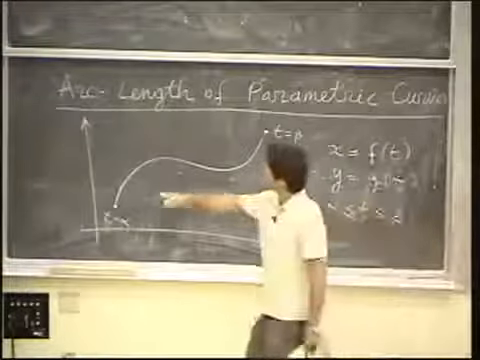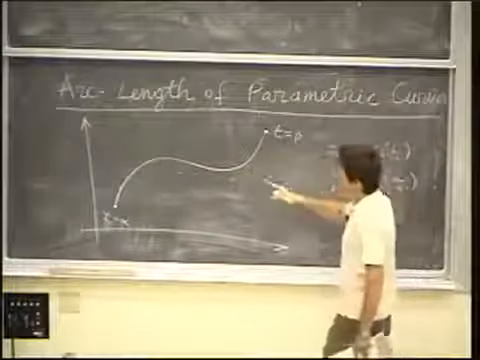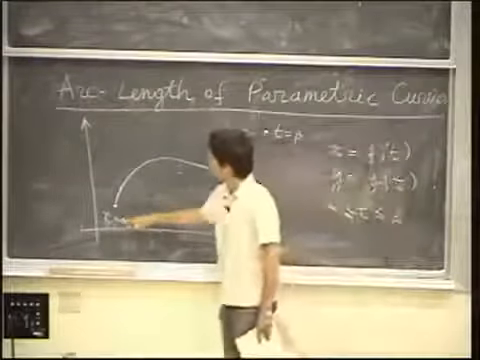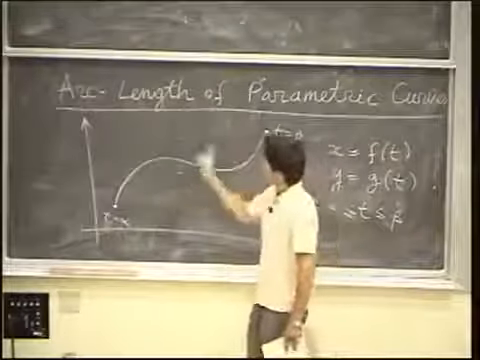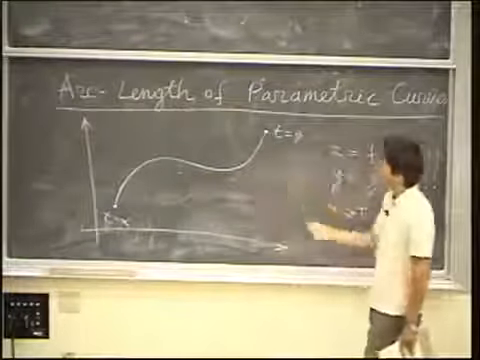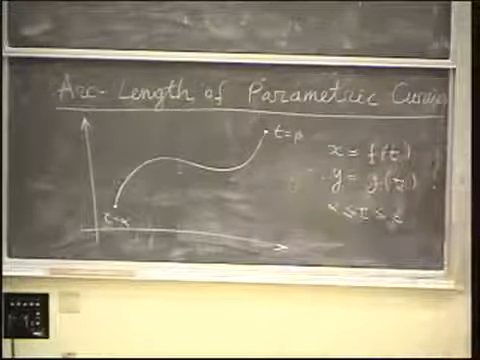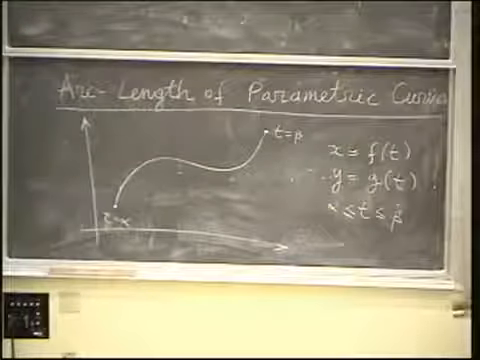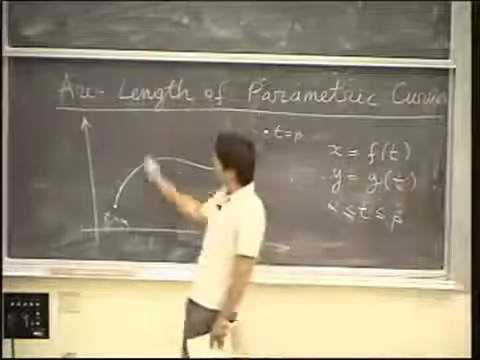When you do arc length, there is no such subtlety. It actually doesn't matter. You could put here t equal beta or t equal alpha. Either way, you're going to get a good formula for it. Okay. So how do we find the arc length of this curve?